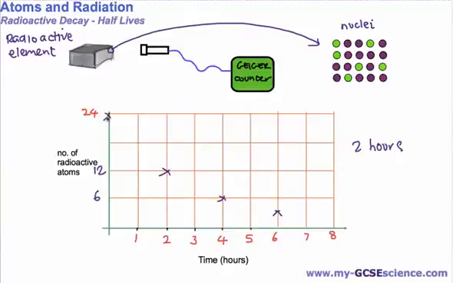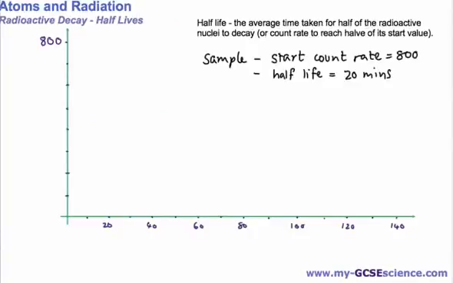And we can join up these crosses, and what happens is you get a graph showing the radioactive decay of this particular element. Every 2 hours the count goes down by half, and this is a measurement we can actually make to track the radioactive decay of particular elements. So let's have a look at what we mean by half-life. Half-life is the average time taken for half of the radioactive nuclei of a sample to decay, or you could say the time taken for the count rate to reach half of its start value. Okay, so this is what we mean by half-life.